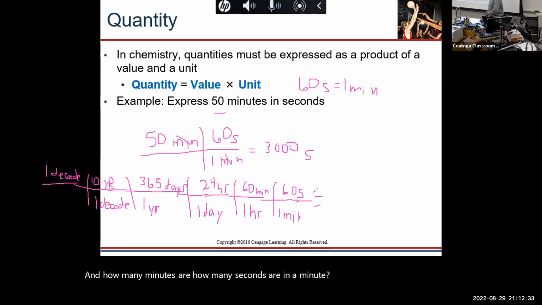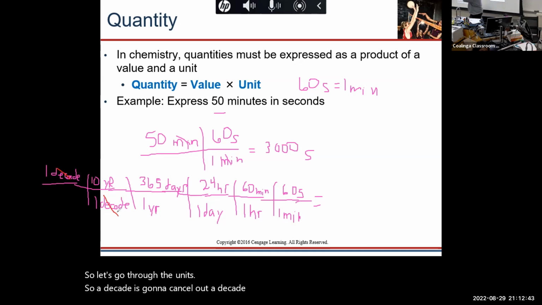Okay, if you look at the numbers on the bottom, let's go through the units. A decade is going to cancel out a decade. Just a reminder, if I have x over x, what does that equal? 1. If I have x squared over x squared, that equals 1. If I have 99 over 99, that equals 1. Same over the same cancels each other out, so we're able to cancel out the units.